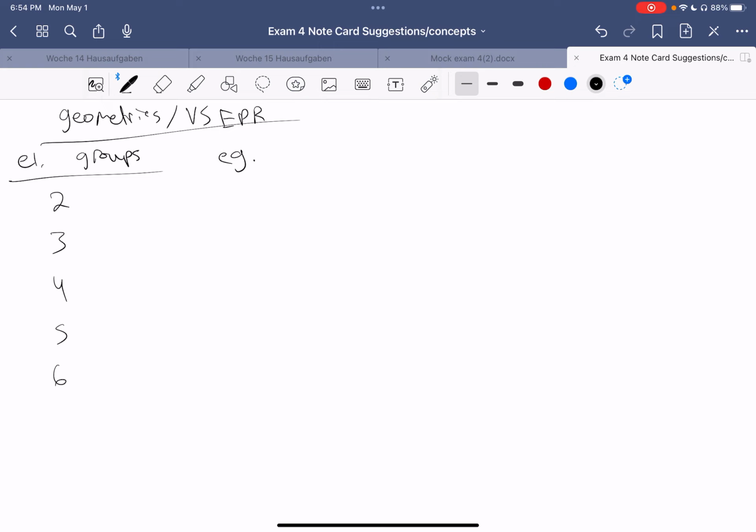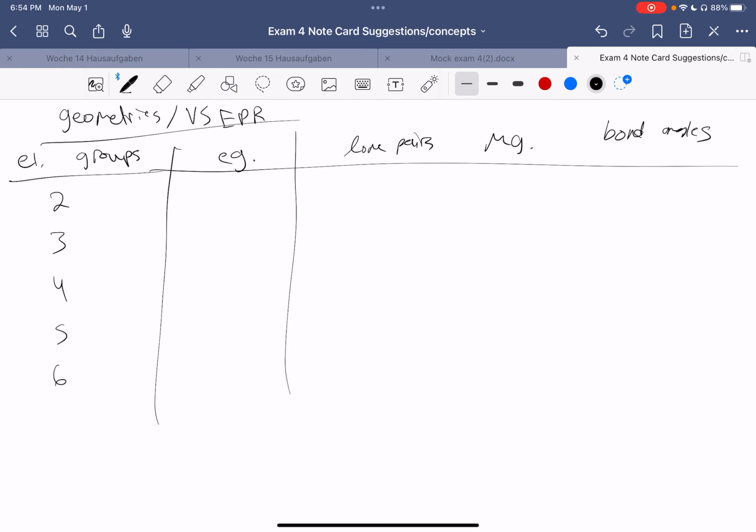This one's going to be electron geometry. This one's going to be lone pairs, and this one's going to be molecular geometry. I guess we can do angles as well. And then after this we can go over the shapes and stuff like that.